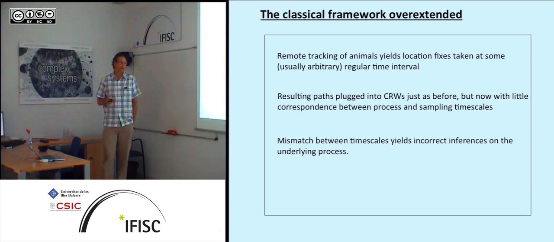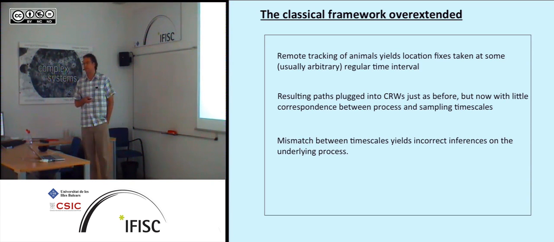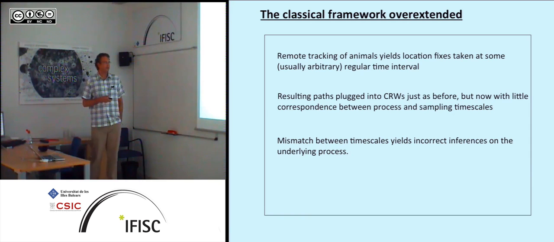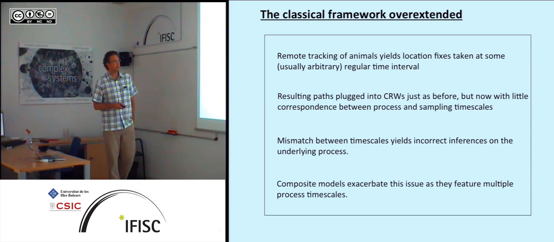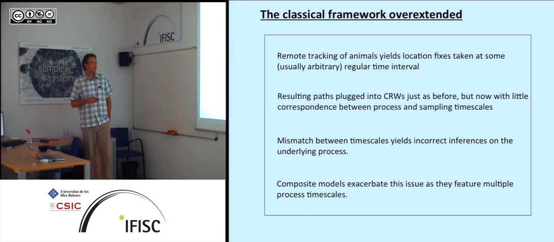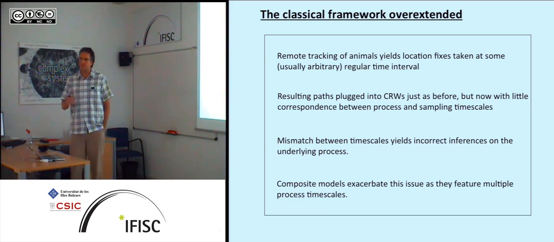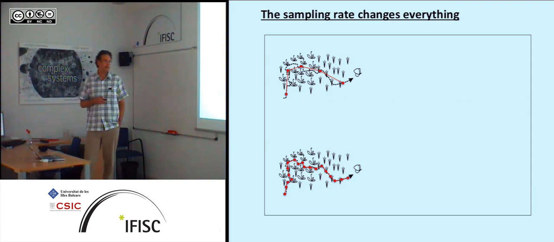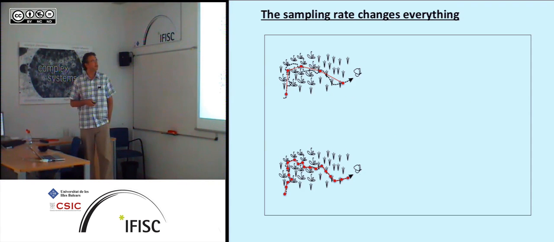You can get completely wrong answers about the underlying process when you impose a time scale on it by sampling at a rate that's nothing near the process time scale. And of course, with the composite model, this gets worse because they have multiple process time scales, usually different, because you're interested in different movements operating on different spatial and temporal scales.